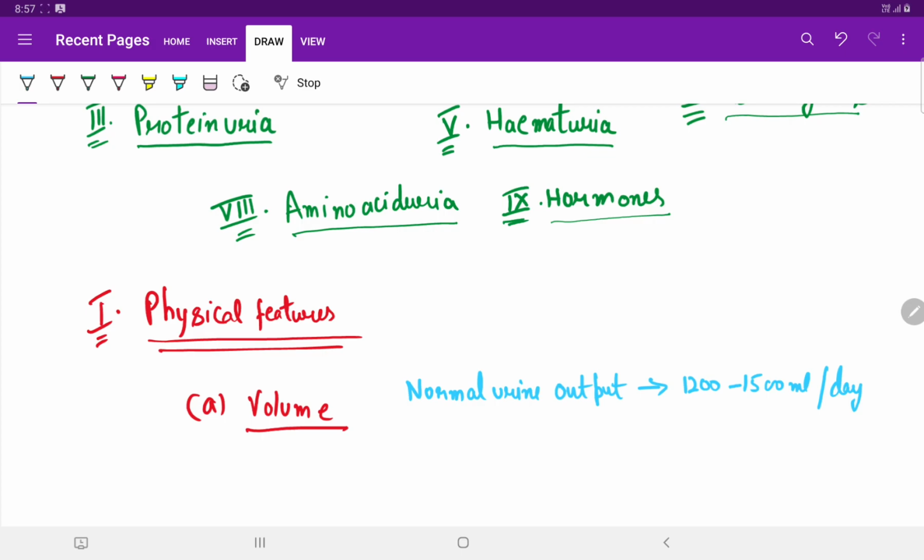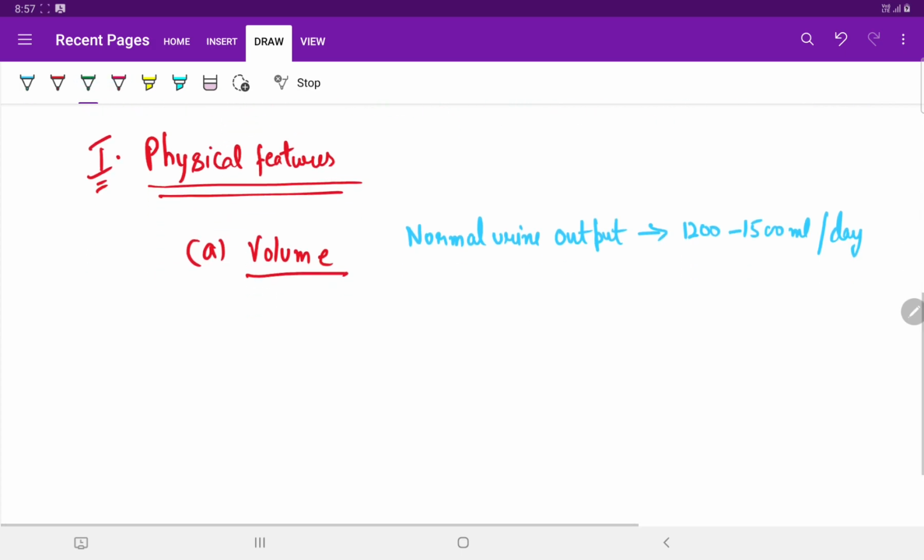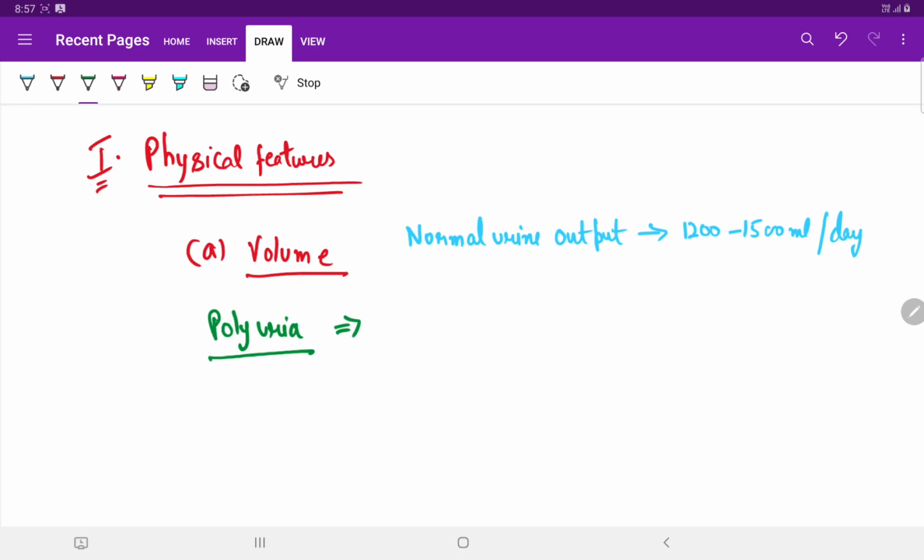For the volume we have two states, one is polyuria and the second one is oliguria. So what is polyuria? Polyuria refers to the increased volume of urine.